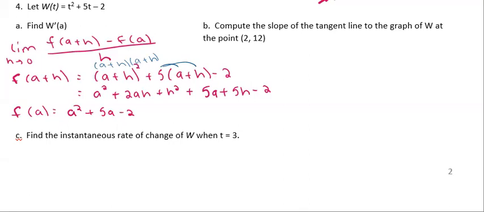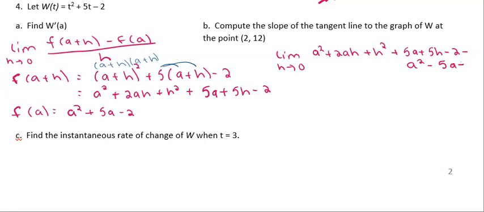So now I need to put it all together. So this becomes the limit as h approaches 0 of a squared plus 2ah plus h squared plus 5a plus 5h minus 2 minus, and then we're subtracting this whole thing. So minus, I'm going to start a second line here, a squared plus 5a minus 2. Because if we do minus and then times this whole thing, we'll have to distribute that negative the whole way through. And that will become the minus a squared right here, minus 5a, and then plus 2.